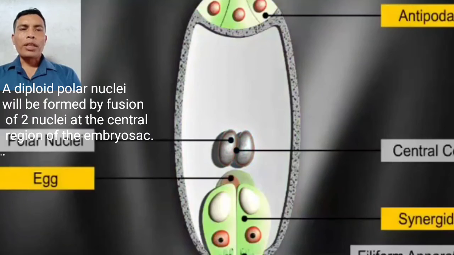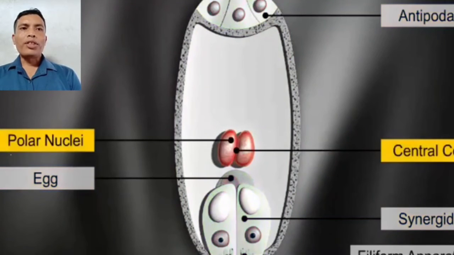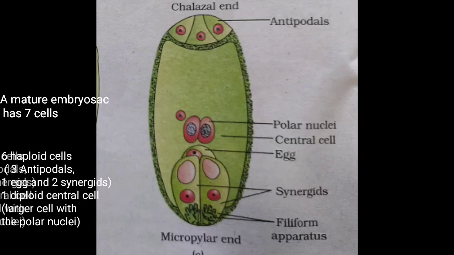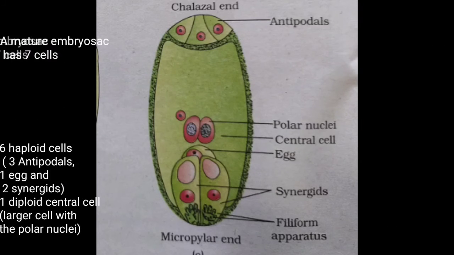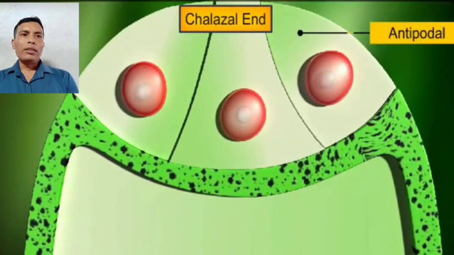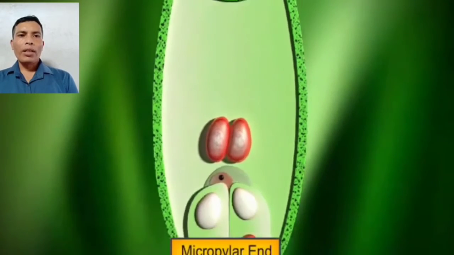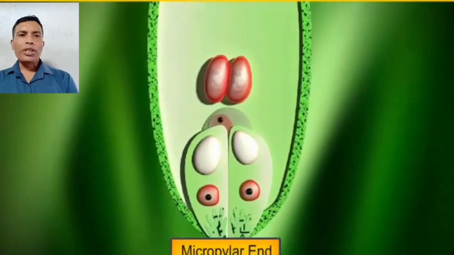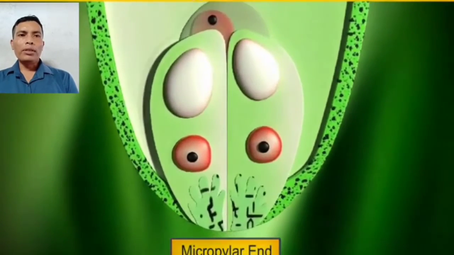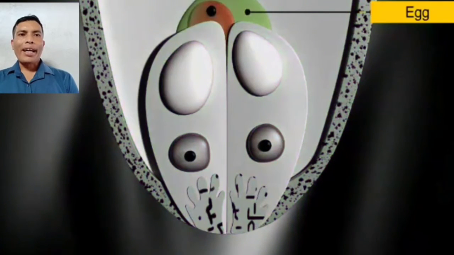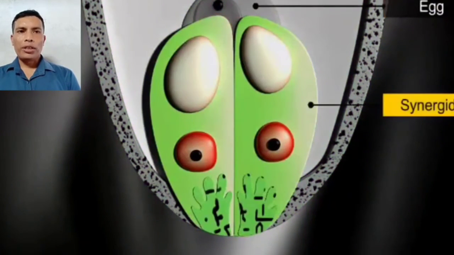When the embryo sac is mature, 7 cells will be formed. So a mature embryo sac has 7 cells and 8 nuclei. In the chalazal region, the cells are known as antipodal cells. In the micropylar region, 3 cells will form: one egg cell and two synergids.